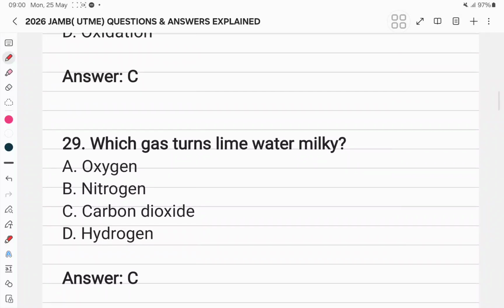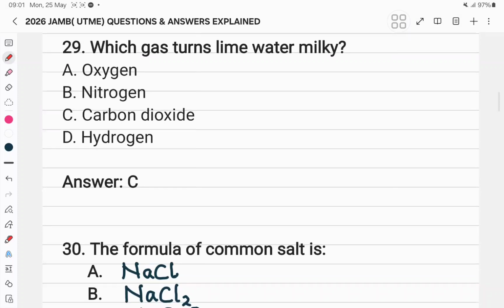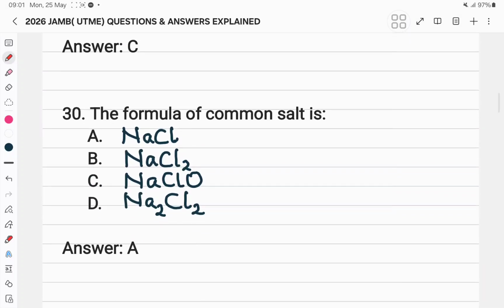Question 29. Which gas turns lime water milky? We have come across that question above. So the correct answer is carbon dioxide, CO2. Question 30. What is the formula of common salt?